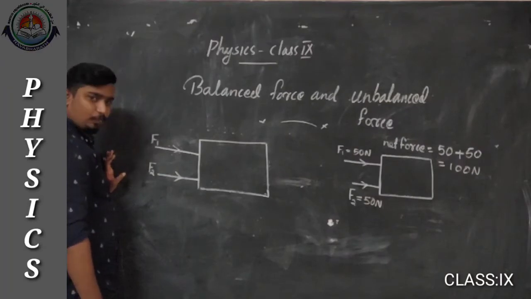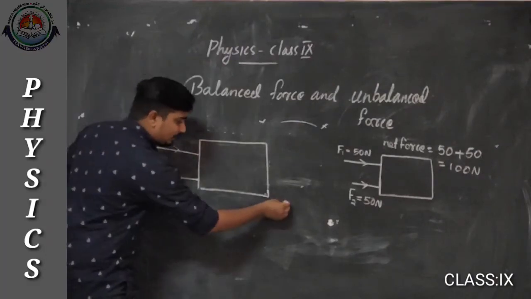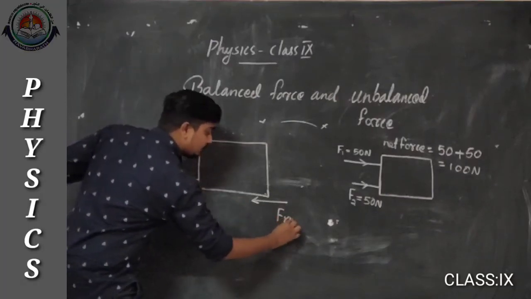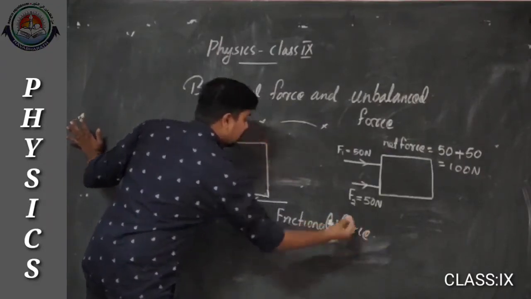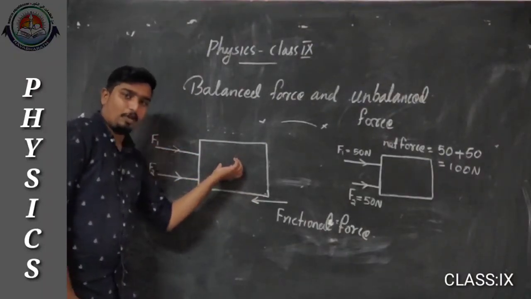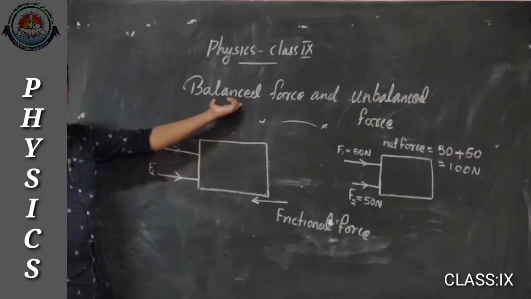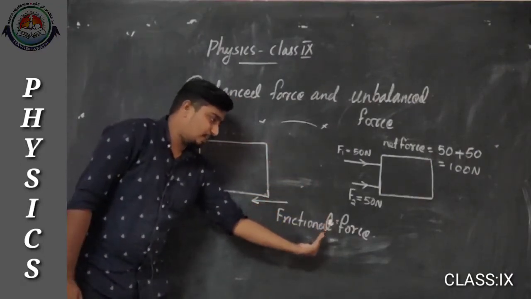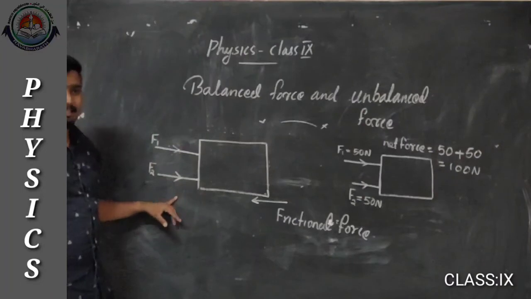How is it a balanced force? Here a force is applied in this direction. At that time this surface applies a frictional force in the opposite direction of the applied force. If this body is not moving, that means there is a balanced force here. That is, we are applying a force, and a frictional force is applied in the opposite direction of the applied force.